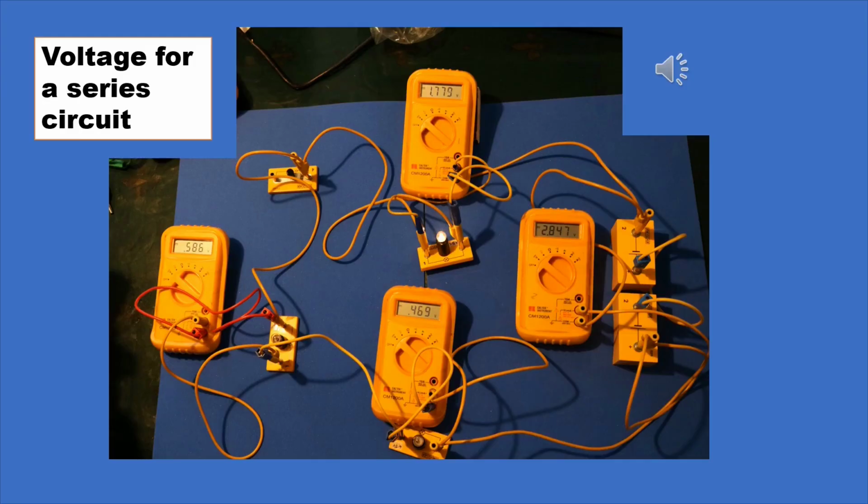Just to show you that this works on our model, the voltmeter on the right is across the component, so that's across the Mars bar factory. Then the one at the bottom is more like Sandu stores, so that has a voltage of 0.469 volts. The one on the left has a voltage of 0.586 volts. And the one at the top has a voltage of 1.779 volts. So add up those three and see how close you get to the supply voltage.